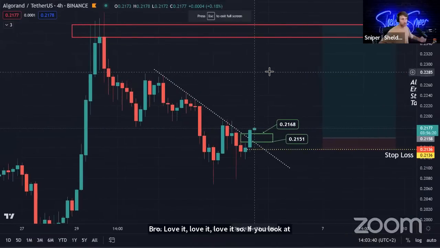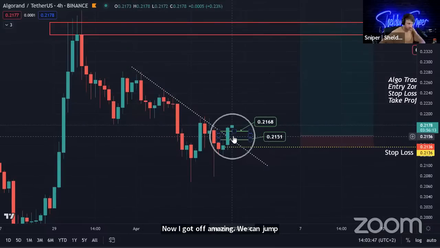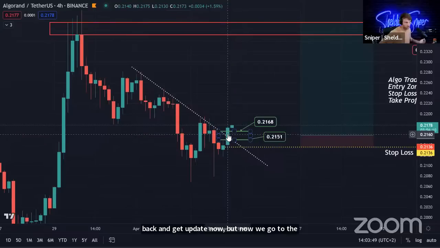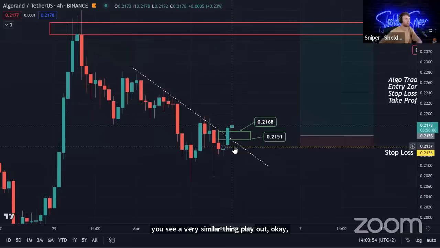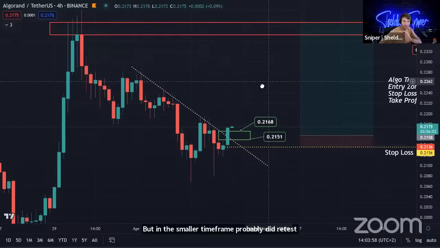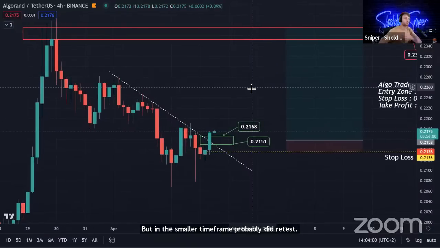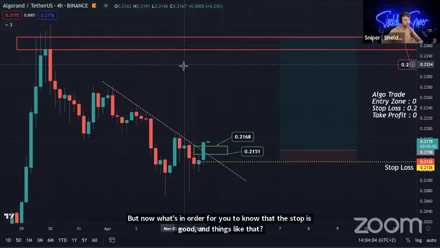But now we go to the 4 hour and you see a very similar thing play out. Okay. Yes, we're waiting for a possible retest. Amazing. But on the smaller time frame, it probably did retest. Yes. But now, in order for you to know that the stop is good and things like that, we want to clear this high, right? So the same way you just saw it on the minutes is the same way you're going to reflect it on all the time frames. The only difference is the amount of time you're trading and the range.